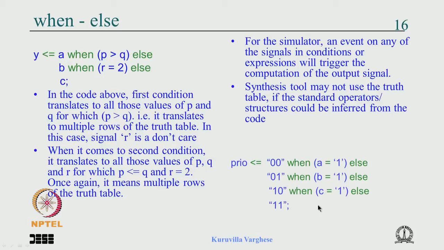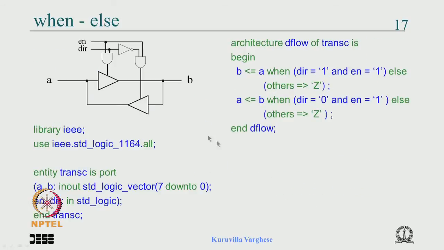Maybe we will see a little more complex example with the when else. So let us look at this example. This brings in one or two elements we have studied together: the array assignment, the in-out mode, and when else. Everything is put together so that you get a taste of some real life coding. So just please look at this structure.